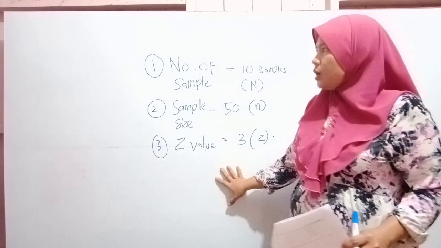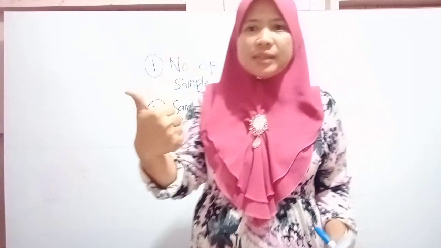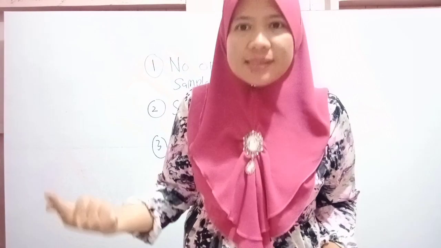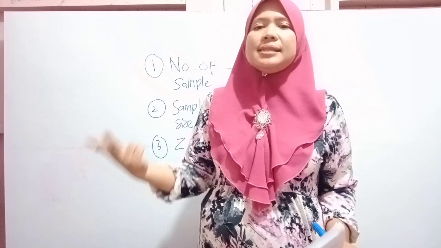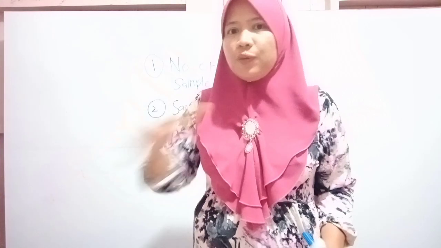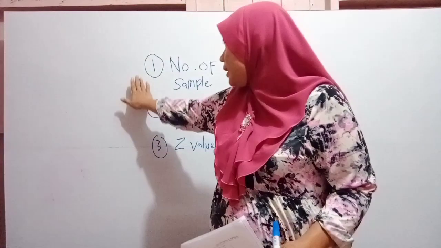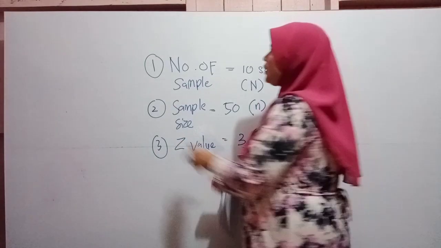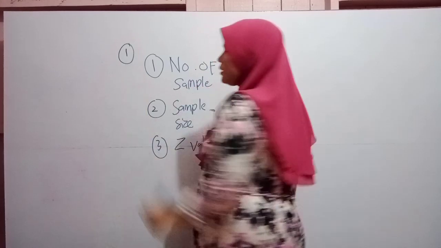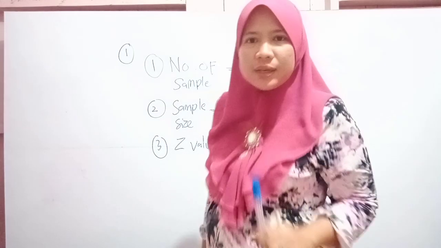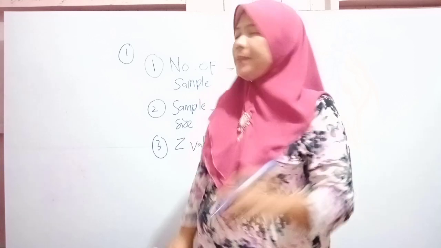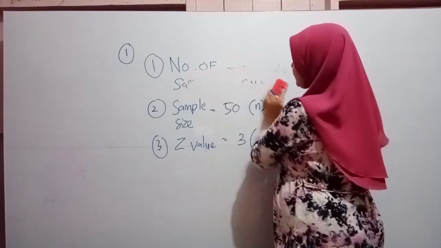Okay? So number 1 ialah number of sample. Okay, dalam soalan dia bagi. Yang kedua, sample size. Number three is Z value. Okay, so finish for the important information. Okay? This is first step. Ingat tu. First step. After you read the question, find out important information. Okay? So finish.